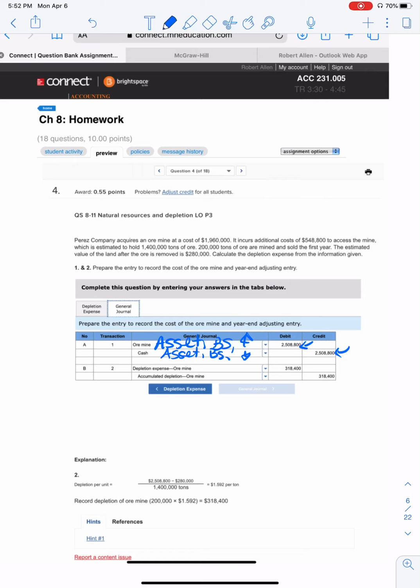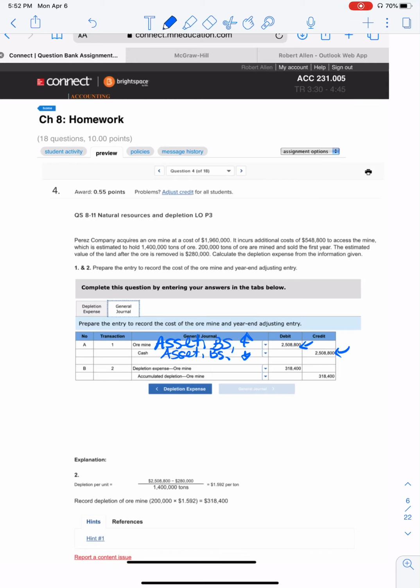Now for the next journal entry, this is just our typical depreciation journal entry, but in this case, just be very careful and replace that word depreciation with depletion. So in this case, we'll debit depletion expense - ore mine. Then we're going to credit accumulated depletion - ore mine. And just like we did on the last journal entry, we'll go ahead and analyze what these actually are.